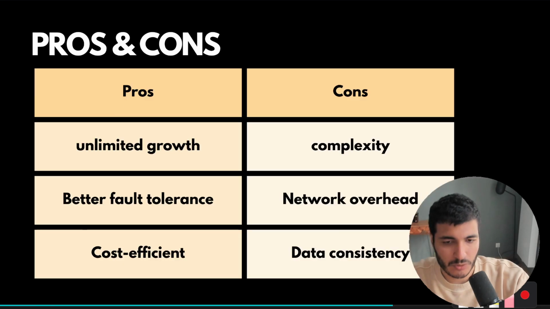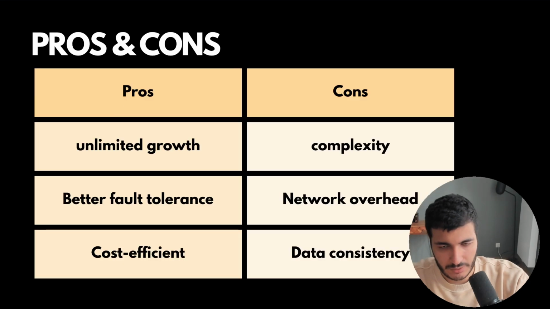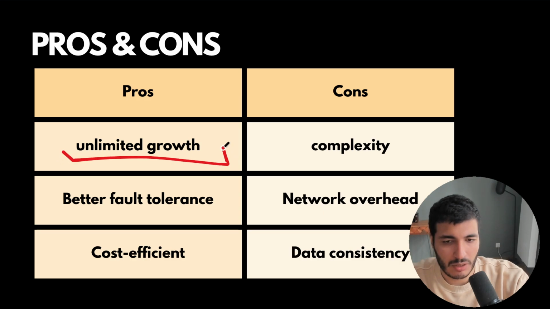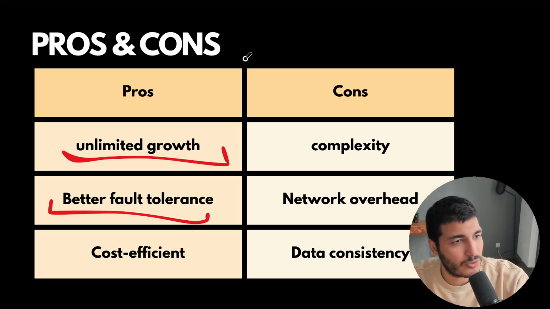Next, we will talk about the pros and cons of horizontal scaling. The first pro is unlimited growth. We can add as many nodes as we want, and we can handle any traffic with no problem whatsoever. Next, we have better fault tolerance. When you have multiple nodes and one fails, the other nodes can serve the traffic of the failed node.